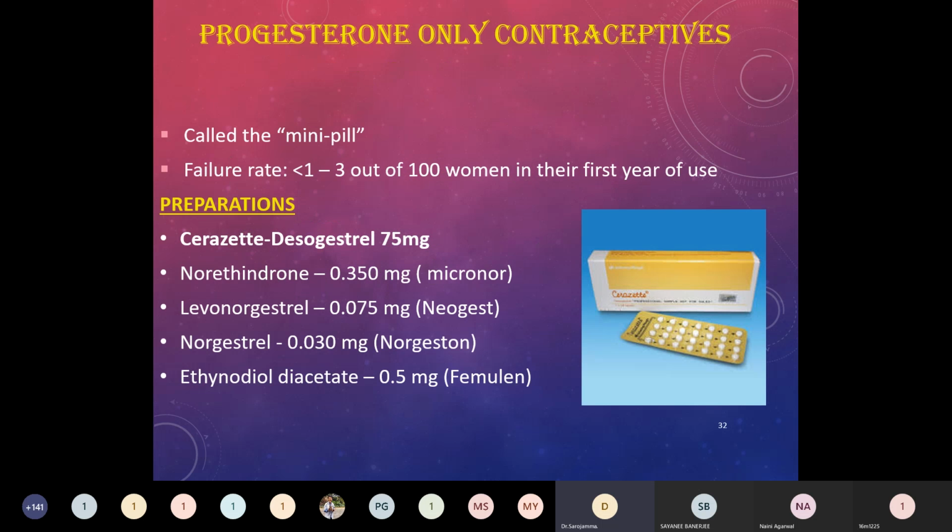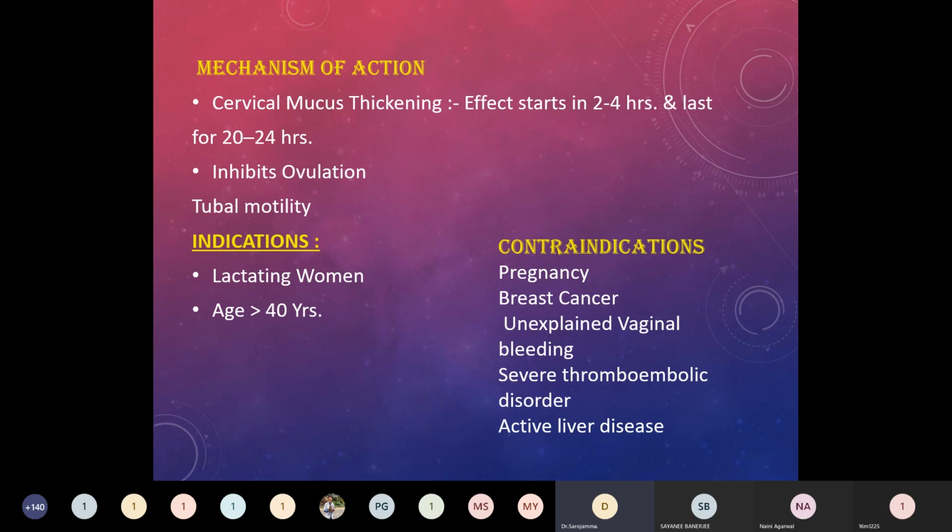And now coming to progesterone only contraceptives, the available form is the pill, also called the mini pill. The failure rate with this is a little more than the combined pills, 1 to 3 per 100 woman-years. Commonly available preparations are Cerazette. It is desogestrel containing 75 micrograms. Other preparations are also available. The most common one is Cerazette.